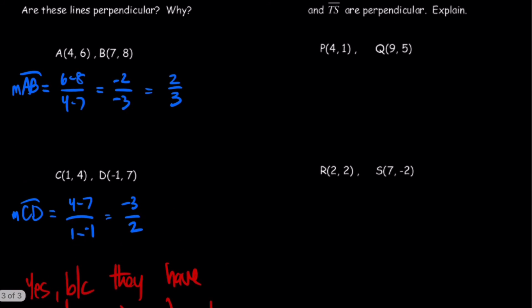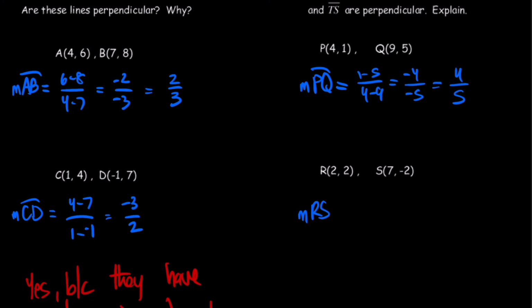Okay, one more example, last one. Okay, so I need to find the slope here of PQ. Y minus y, 1 minus 5 over x minus x, 4 minus 9. 1 minus 5 is -4. 4 minus 9 is -5. Cancel those negatives, 4 over 5. Pretty straightforward at this point, finding slope.